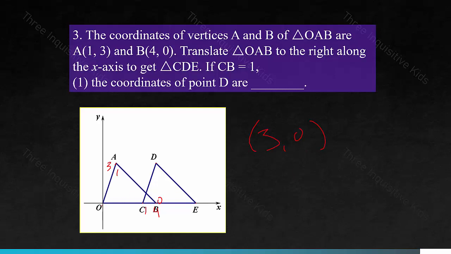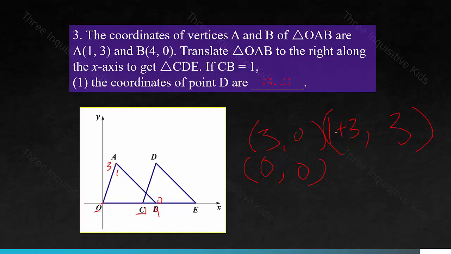And we know that O is the origin, and we know that O and C correspond to each other. If we have (0, 0) and (3, 0), we can see that this entire triangle was translated to the right by 3 units. And now, in order to find the coordinates of point D, we have to do 1 plus 3. 1 is the x-coordinate of point A plus how much it was translated, which is 3 units, comma 3.